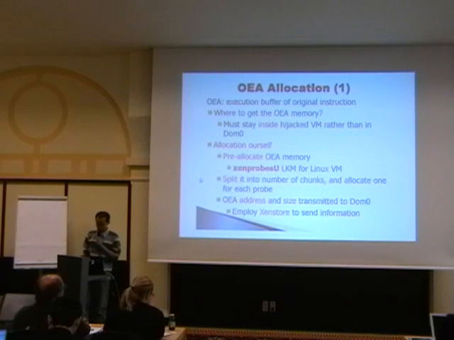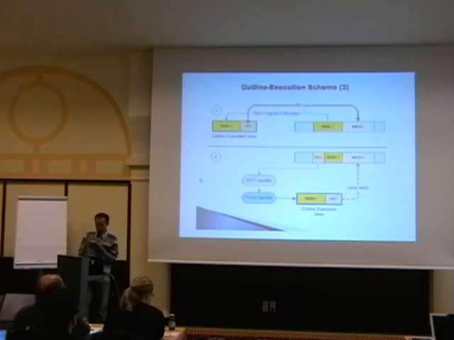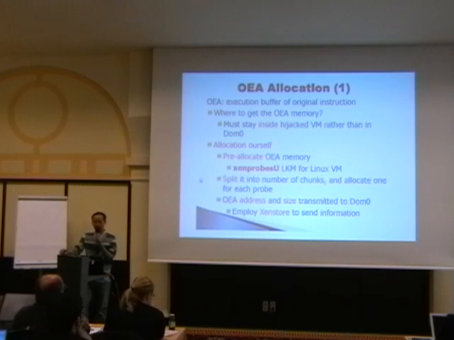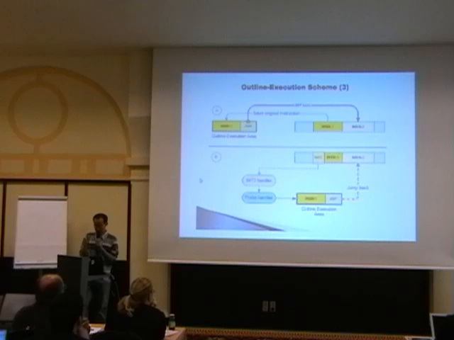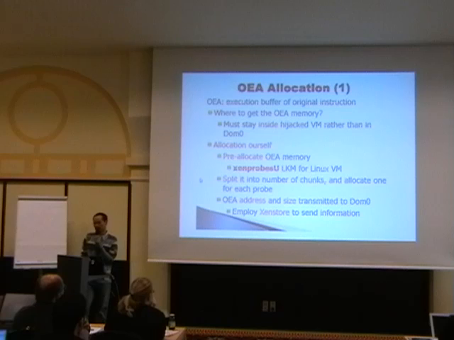Here's one question. In the outline scheme, we need a buffer, right? To keep the original instruction and the jump instruction. So the question is, where to get the buffer? And remember that the buffer must stay inside the hijacked virtual machine. So where to get the buffer? So we show this problem in the easiest way.